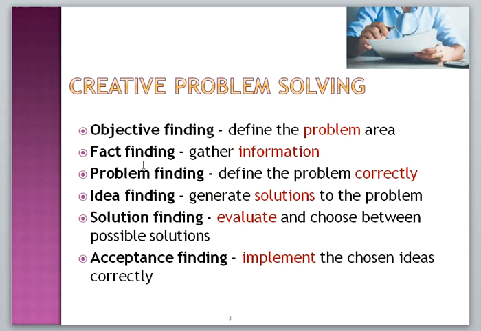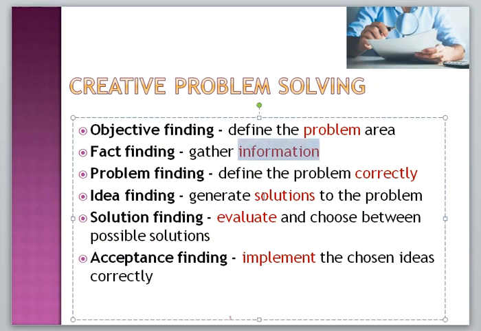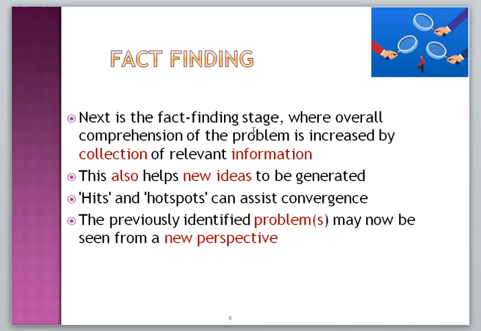Let's go to fact finding. It's clear that fact finding is about collecting information, right? So objective finding is the first, and fact finding is the second one. We collect information. It's important to understand the problem and later on for the ideation, to generate ideas for the problem. So that was the fact finding.